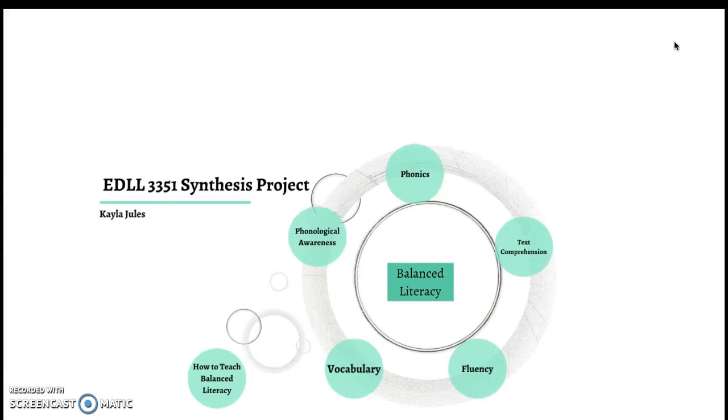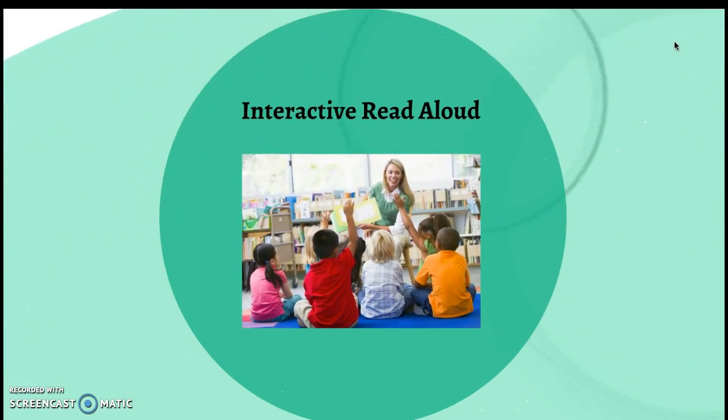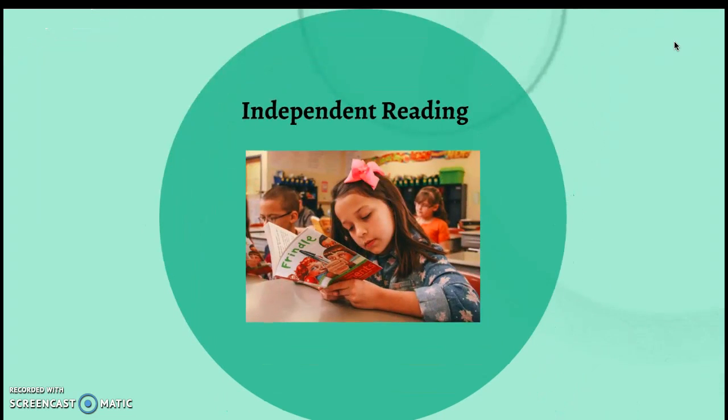So yes, there are 5 components of balanced literacy, but there are 4 ways to teach them. The first is interactive read-alouds. Interactive read-aloud is when a teacher reads to the class in an engaging way. When doing this, it is important to activate background knowledge, teach new vocabulary, make predictions, and ask comprehension questions. Next is independent reading. This is when students take the time to read on their own independently. This can improve students' phonics skills when they use whisper phones to hear sounds and connect them with letters.